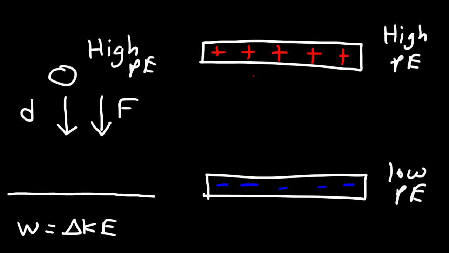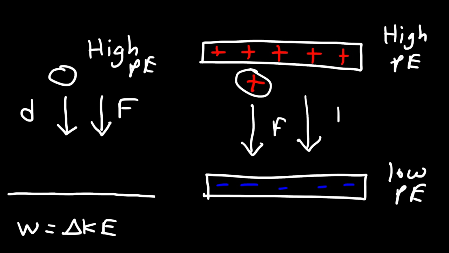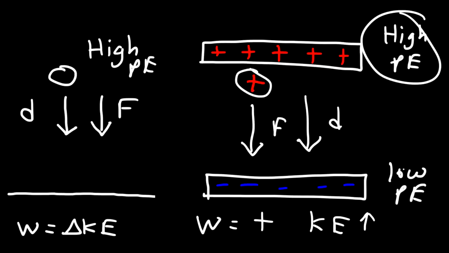Now, as for the positive charge, let's say we place it at the top, as we know, it's going to accelerate towards the negatively charged plate. And so it's also moving in that direction, and it feels an electric force pulling it in that direction. And so just like the ball falling towards the ground, we know that the work being done on the positive charge and on the ball is positive, and the kinetic energy is increasing because it's speeding up. And as it moves from high potential energy to low potential energy, the potential energy is decreasing.